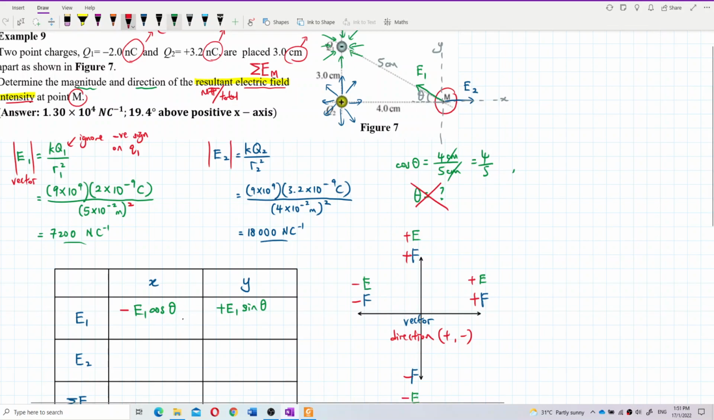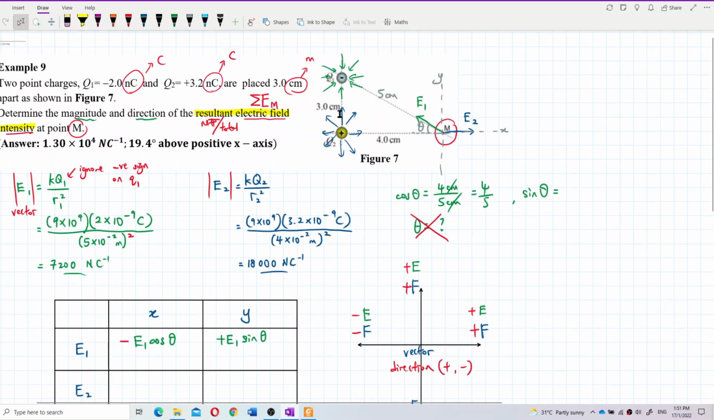Also, we can straight away find the sine theta over here. Sine theta is opposite over hypotenuse, which is 3 over 5. So you can also straight away substitute this 3 over 5 into the sine theta here. That's the trick: you need not find the theta, so you save your time, your work, your effort.